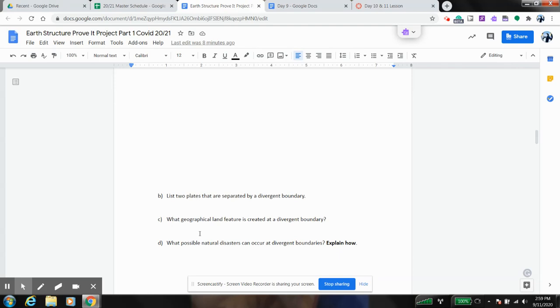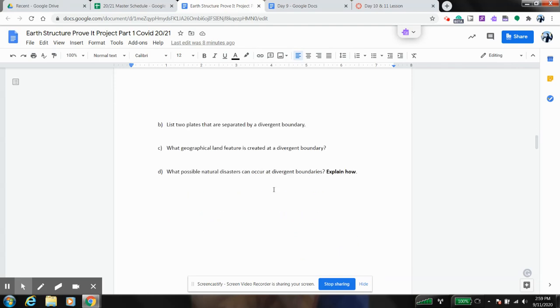C is what geographical land feature is created at a divergent boundary. So you're going to think of the things we've learned about, what type of land feature is created at a divergent boundary. Go back to your notes. Same thing. What possible natural disasters can occur at a divergent boundary? So you tell me what natural disasters, 1 or 2 of them. Actually, give me 2 of them. And you'd explain how they could form.